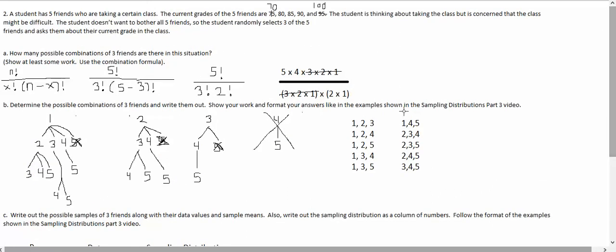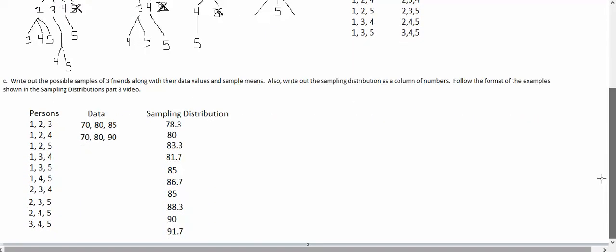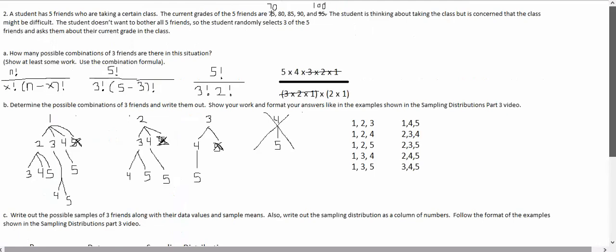So the question told us that we're dealing with 3 out of 5. Well, 3 out of 5 are being selected. And then that told us right away that we're dealing with combinations of 3. And that's why we've been dealing with combinations of 3 all along. So you have to look at the problem to find out what sample size you're dealing with.